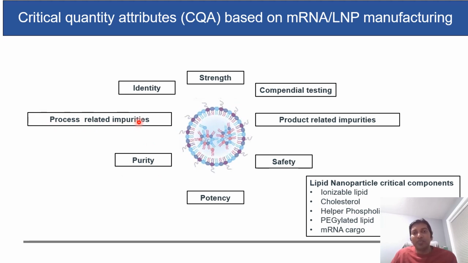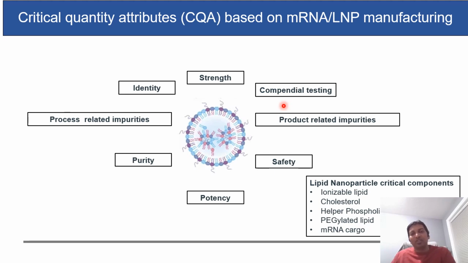And process related impurities also play a role, which is when you're manufacturing it, you are pushing different aspects. The product impurities come from the raw material, whereas in the process itself you will be introducing different buffers. You want to understand how these process related impurities are going to play a role. And identity: am I really producing the right kind of lipid nanoparticle? Is it what I anticipated to see, and can I use this? So these are defined as critical quality attributes for mRNA LNP manufacturing.